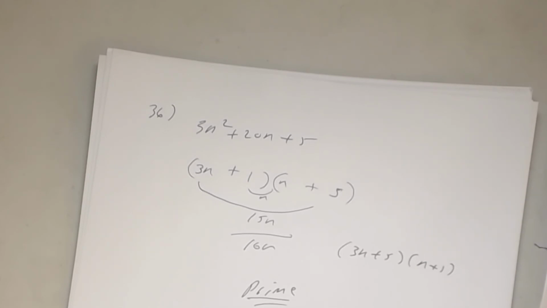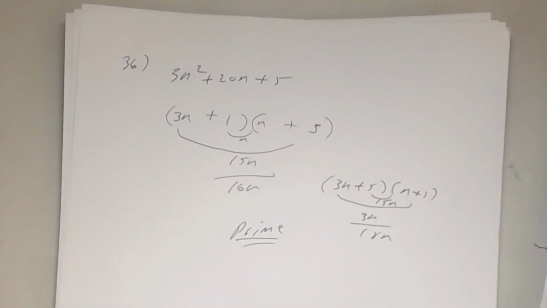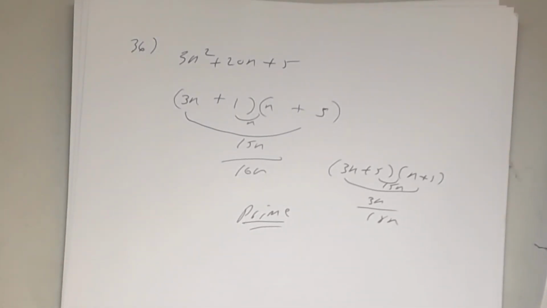Okay? Answer is prime. So none of these work. But here you get 3n, 15n, that's 18n. So there's no way you'll be able to factor this as 2 binomials. So you say prime. You write the word prime.